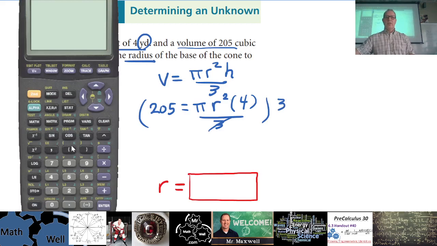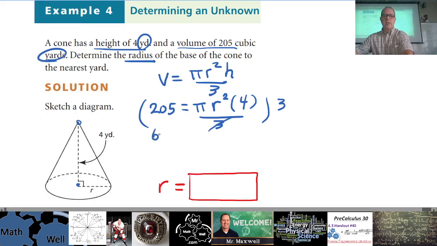On your calculator, you might not need it for this calculation, but you will need it for others. So, 205 times 3 is what we're going to need to do. So, that's going to be 615 over here. All right, so it's like this. You multiply both sides by 3. The 3's are gone over here, and then 3 times 205. All right. And then what I have left over here is 4 times pi times r squared.